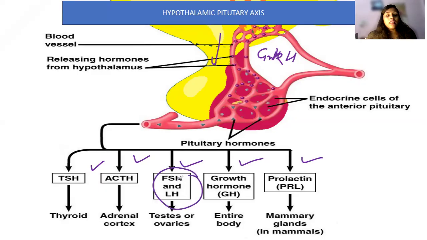The main hormones which play a major role in the menstrual cycle are FSH and LH. As the name suggests, follicle stimulating hormone and luteinizing hormone. Now, there's a question: do boys and men also have these hormones? Are you getting my question? Are LH and FSH present in men also? Yes, they are present. This kind of question can be asked. So what's the function in them?